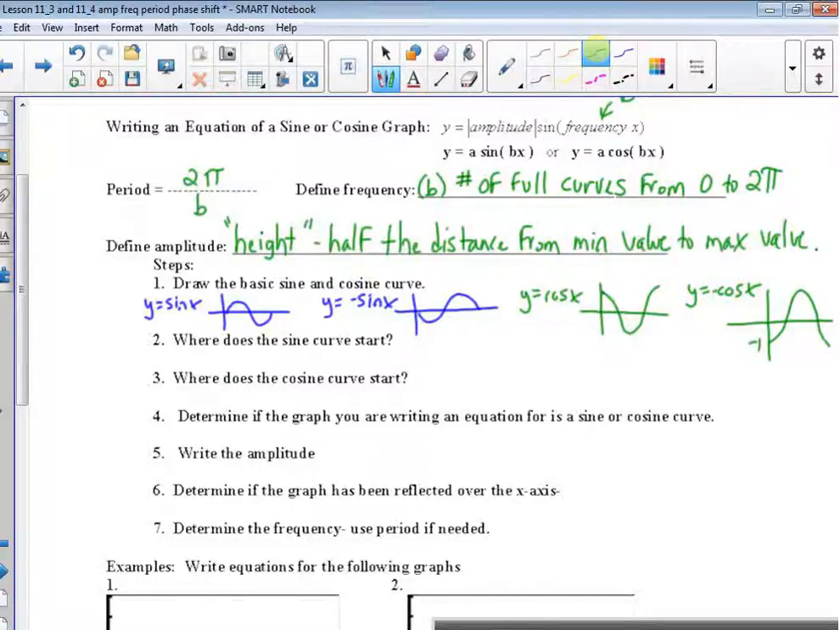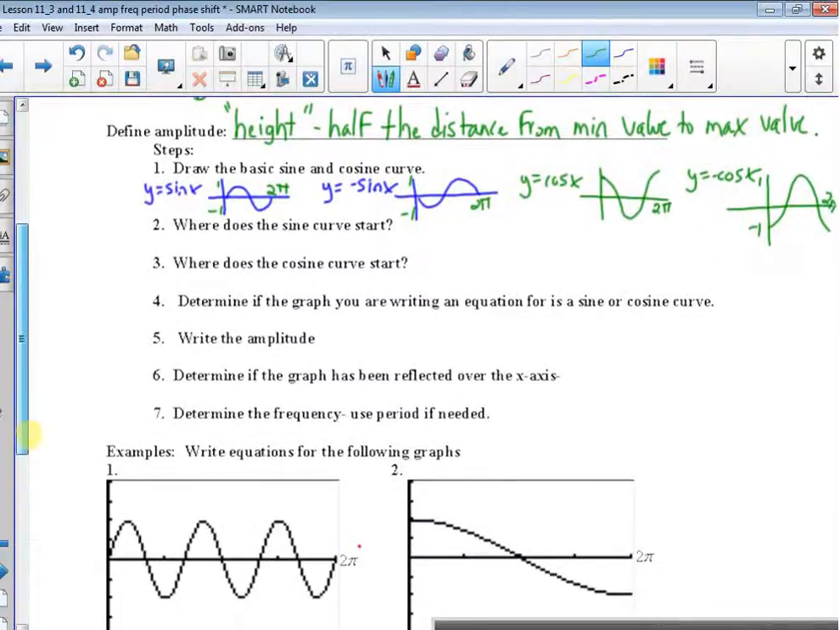So these are all negative 1, 1. This is 2 pi, 2 pi. It's finishing 2 pi, 1, negative 1, 1, negative 1, and 2 pi. Where does the sine curve start? Well, if you look, they both start at 0. That's important. Where does the cosine curve start? It looks like it starts at 1. So this one is 1 and this is negative 1. So it either starts at 1 or negative 1, depending on if it's positive or negative. Then you want to determine if the graph you are writing an equation for is a sine or cosine curve based on where it starts.